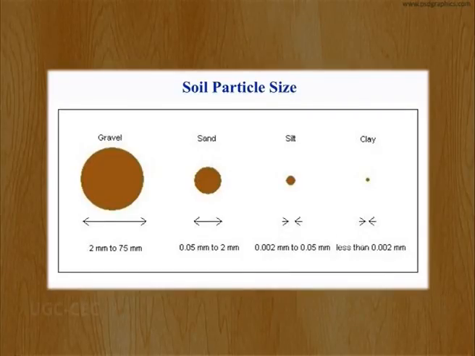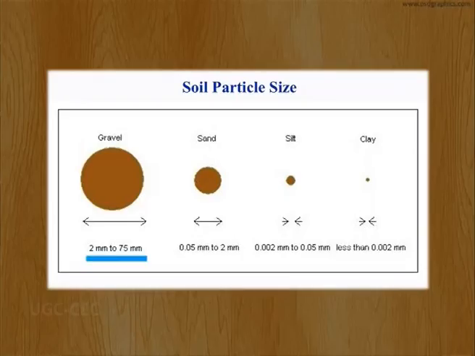Let us now see what the different components of soil are, or how the soil is made. The soil is generally made through the assembly of sand, silt, and clay. These are the different soil particle sizes. If we look at this diagram, we find gravel possesses the largest diameter, followed by sand, silt, and clay. The dimensions have been given here. Gravel is from 2 mm to 75 mm, sand 0.05 to 2 mm, silt 0.002 mm to 0.05 mm, and clay, the smallest of them, less than 0.002 mm.